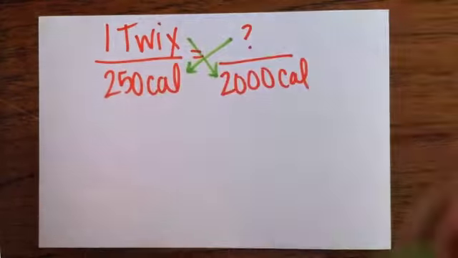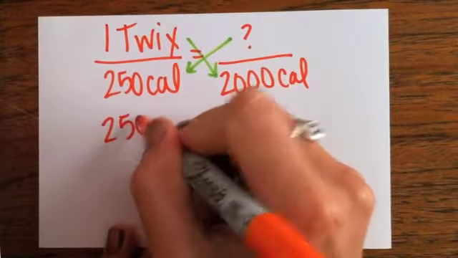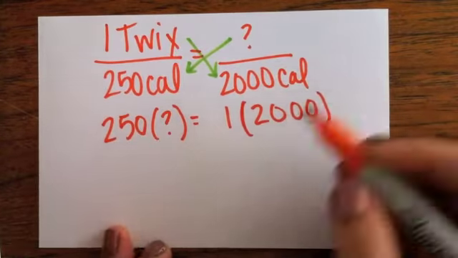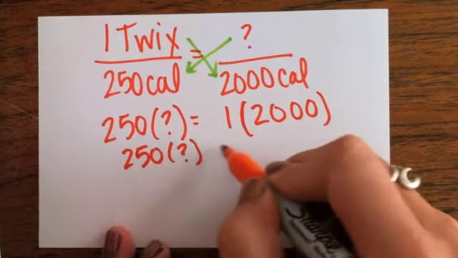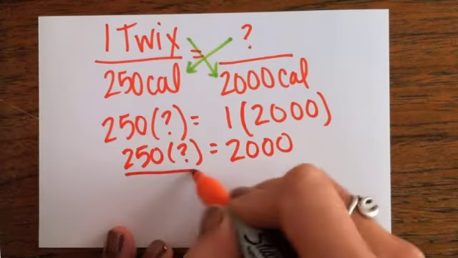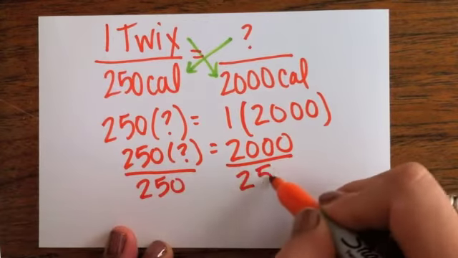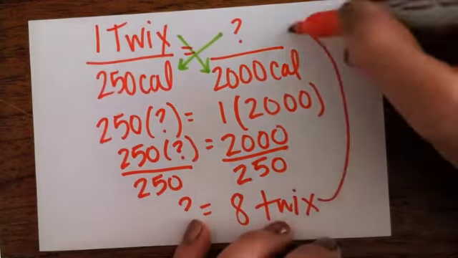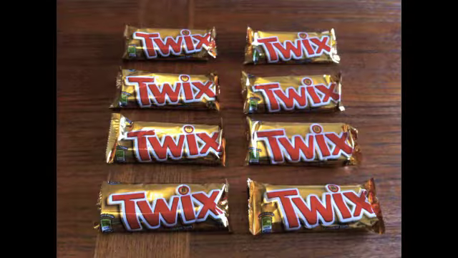Cross multiply: question mark times 250 equals 1 times 2,000. Simplify both sides. Now, divide each side by 250 to isolate the question mark. We see that 8 Twix is in 2,000 calories.